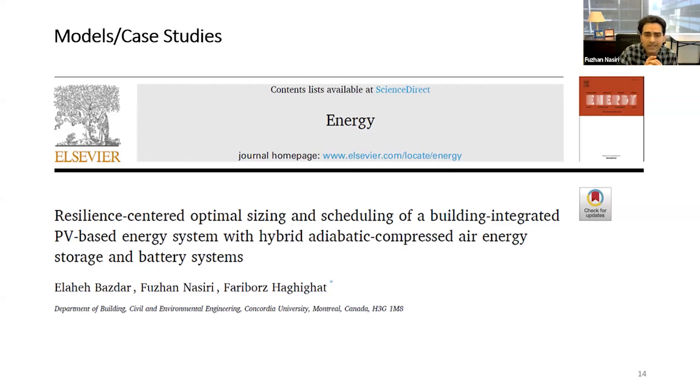The additional aspect is that we're looking into resilience, which means we want to preserve two aspects, which I'm going to talk about later on. Both of them are going to be related to a critical load somehow, and how we want to make sure that this integration is not going to jeopardize reliability and resilience of energy supply for this building. So that is one aspect.